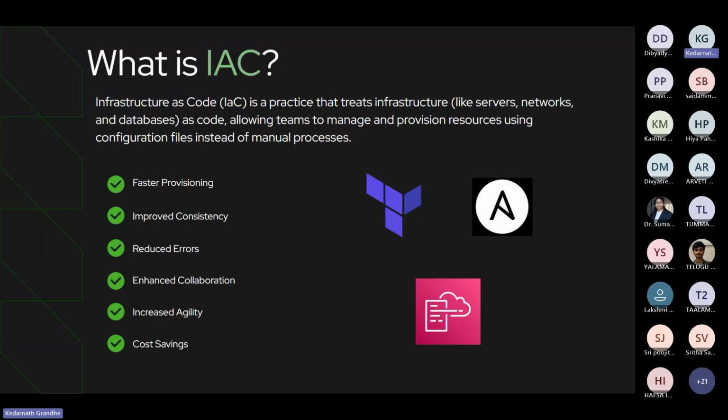IAC also promotes version control. When you have code, you obviously store it in Git, right? Git provides version control. You can easily store the versions and roll back if anything breaks, right? We saw that in the second session. So consistency, which was discussed already, and efficiency.